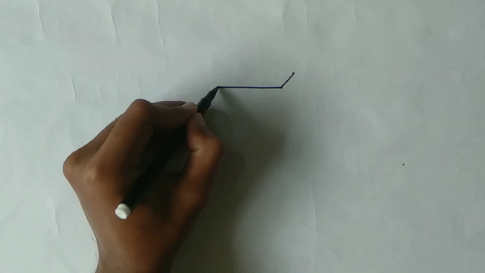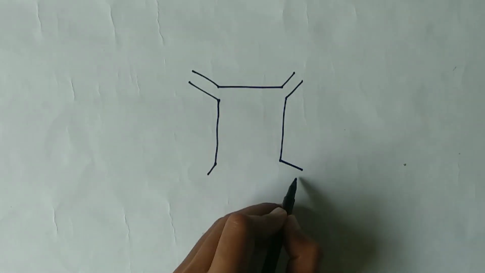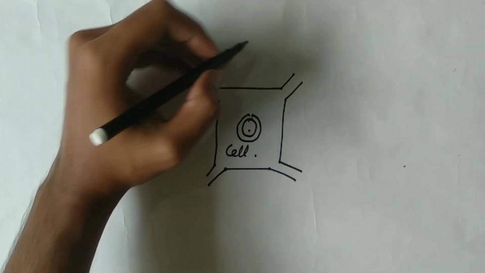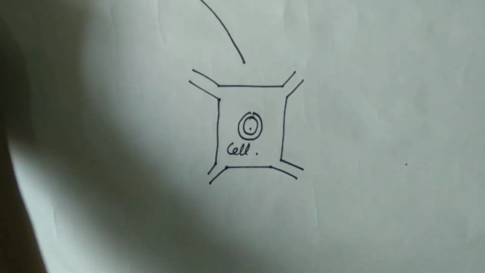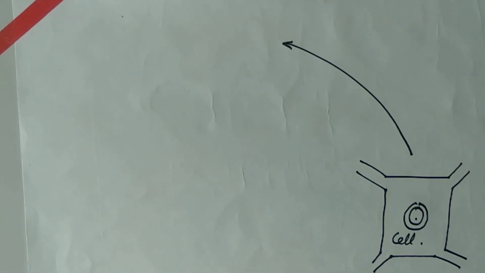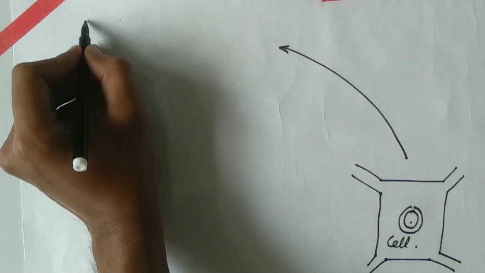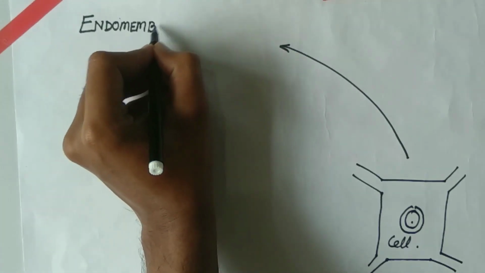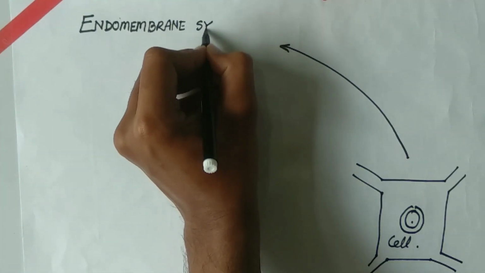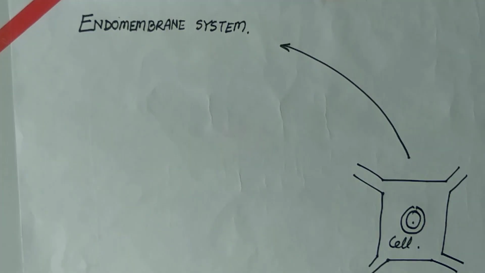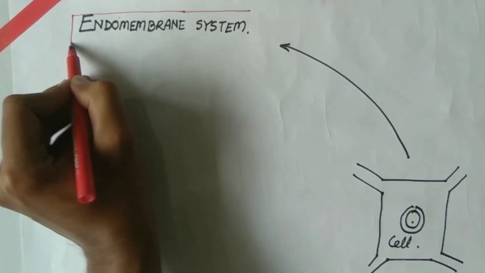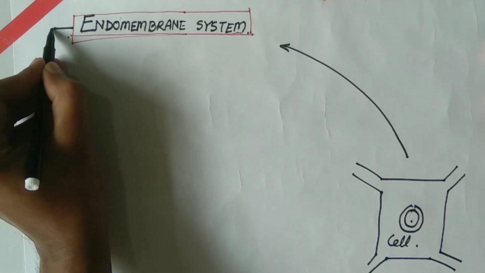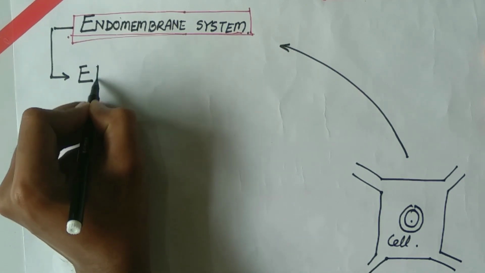Hello friends, today we will discuss the various types of cell organelles according to the class 11th NCERT. At first, according to the NCERT, we find the endomembrane system. Within the endomembrane system, we find the endoplasmic reticulum, Golgi complex, lysosomes and vacuoles. At first, we will discuss the endoplasmic reticulum.